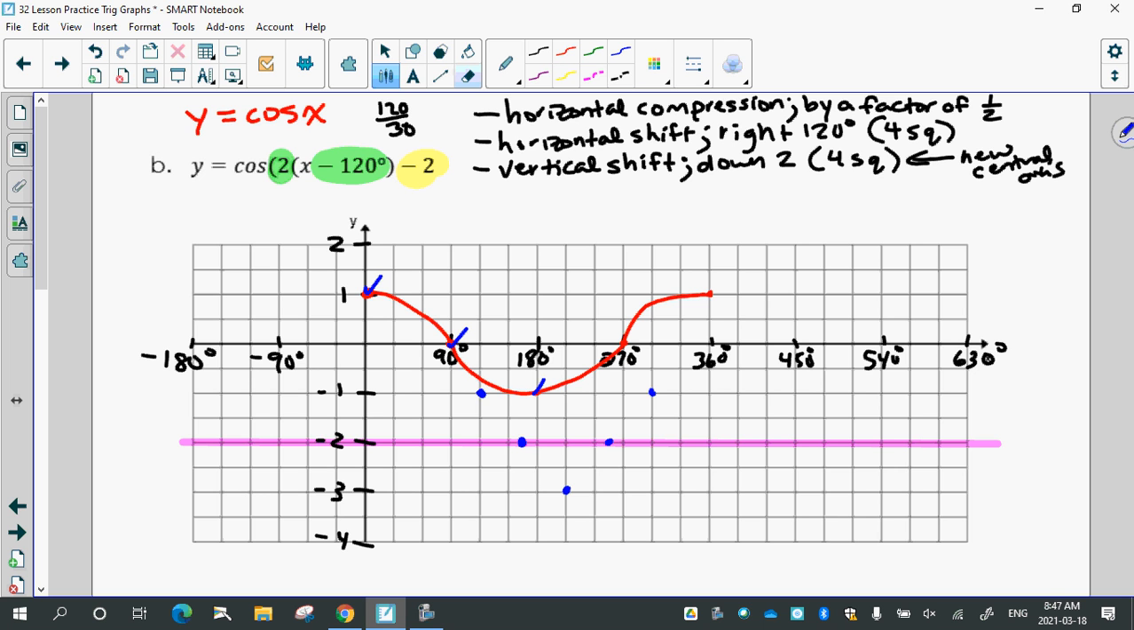So that should be one cycle. Okay? And it should have the same shape as the parent function. So here's my smile going into the frown. And then there should be a pattern that I can follow, because this is one cycle, but I need to draw 2 cycles.